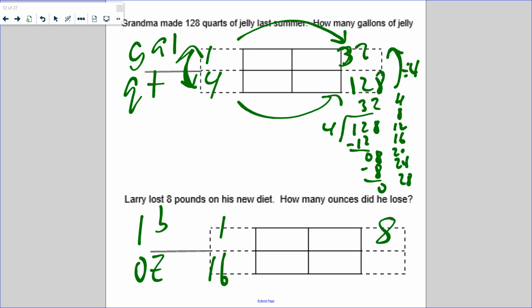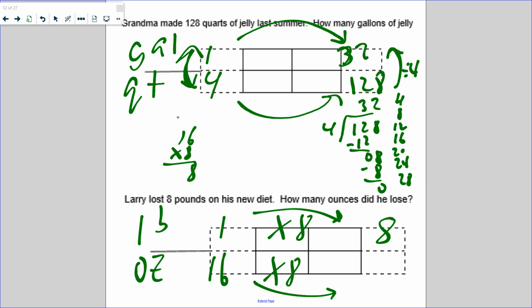He lost 8 pounds. Do you want to do a sideways relationship or up and down relationship? I'm going to do a sideways relationship this time. How do you turn a 1 to 8? Times 8. 16 times 8. 8 times 6 is 48, carry the 4. 8 times 1 is 8 plus 4 is 12. 128. Or you could do an up and down relationship. How do you build 1 pound to 16 ounces? Times 16. 8 times 16 is 128.